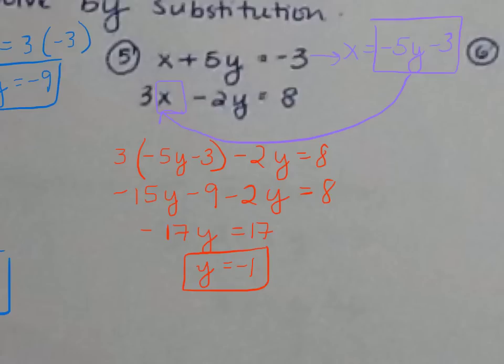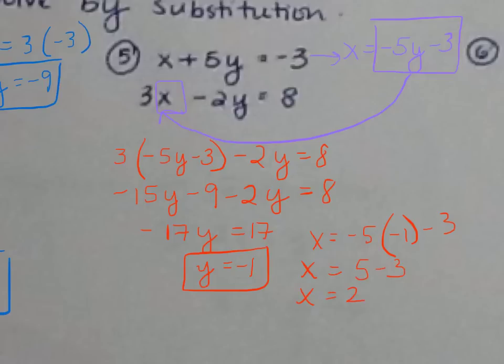Now, just like in number 4, we have to plug it back in. I'm going to take mine to this purple x equals negative 5y minus 3. And I'm going to write x equals negative 5. We just found out that y is negative 1, minus 3. So x equals 5 minus 3.